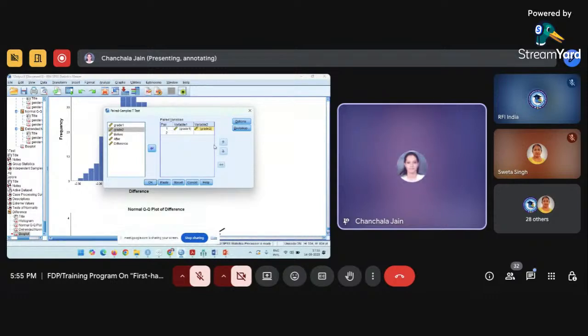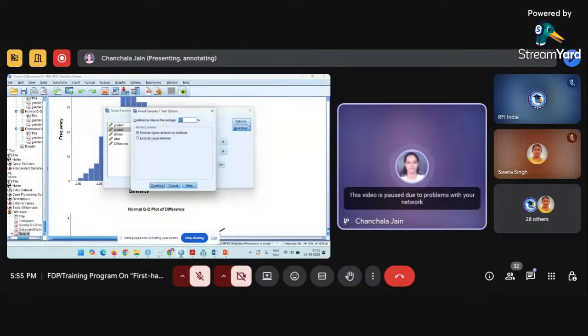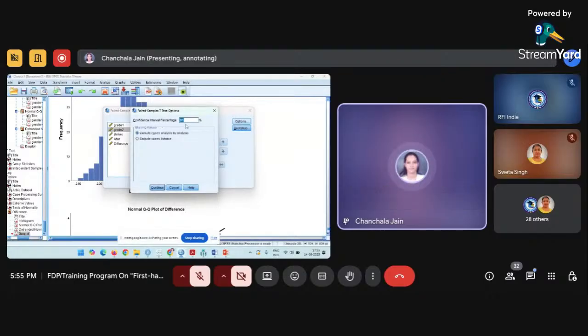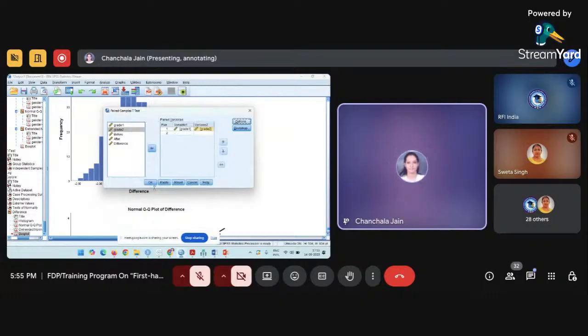After this, you can select Options and check that the confidence interval percentage is 95%. We are not making any changes in this. Click on Continue and then click on OK.